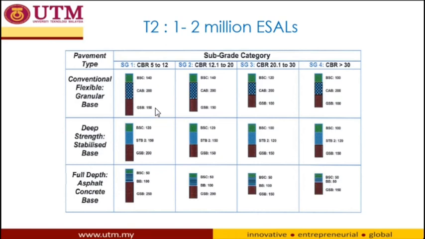For example, if you need to design with traffic class of T2 and subgrade strength of SG1, and you decide to design for conventional flexible, this will be the thickness design. And you have other options, whether to use deep strength or full depth, under the same category of T2 and SG1. So this catalogue gives us many options. It depends on what exactly the materials that we select for the pavement.